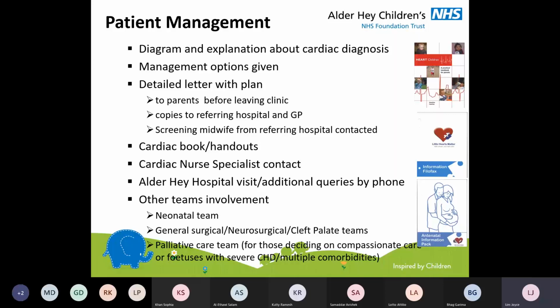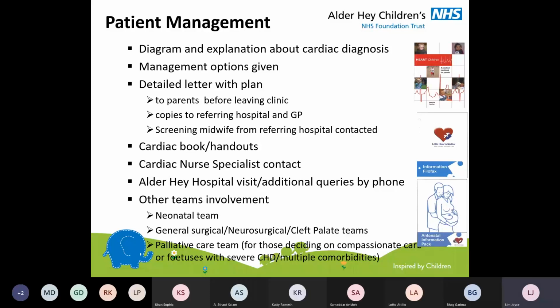Not infrequently, other teams are involved. The neonatal team is also involved, especially with complex cardiac lesions that may not necessarily go to plan. If they have associated other issues like diaphragmatic hernias and whatnot, the general surgical team is also involved. If they have associated brain issues, cleft issues and whatnot, then other teams are involved.